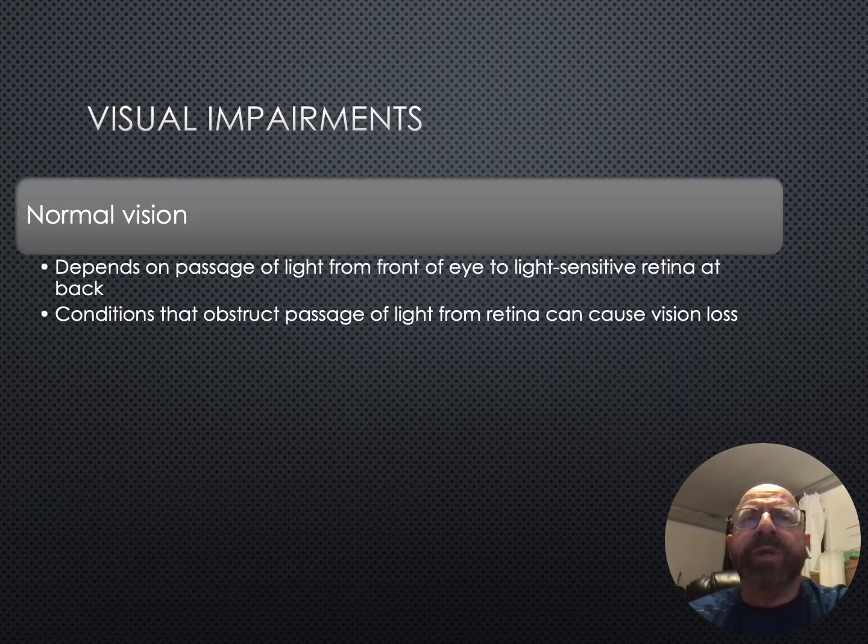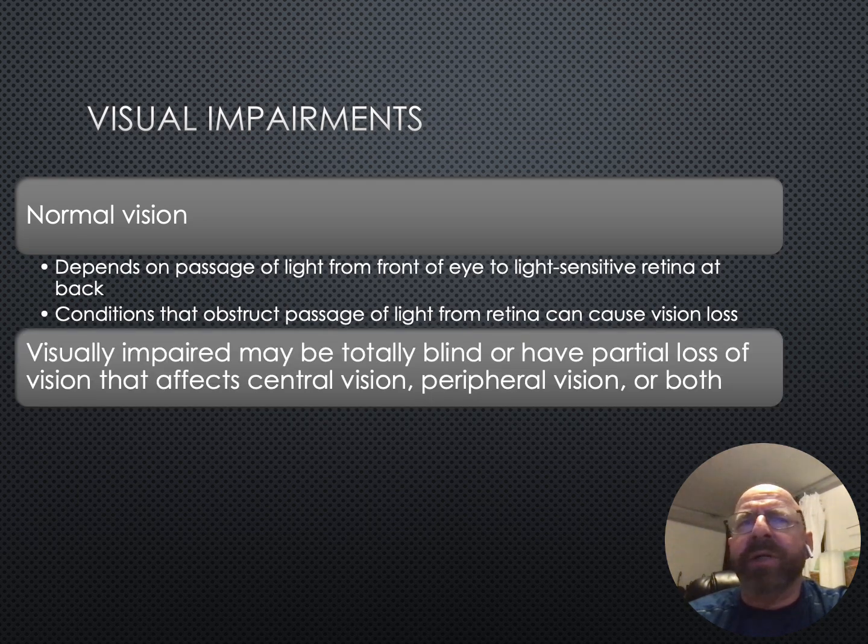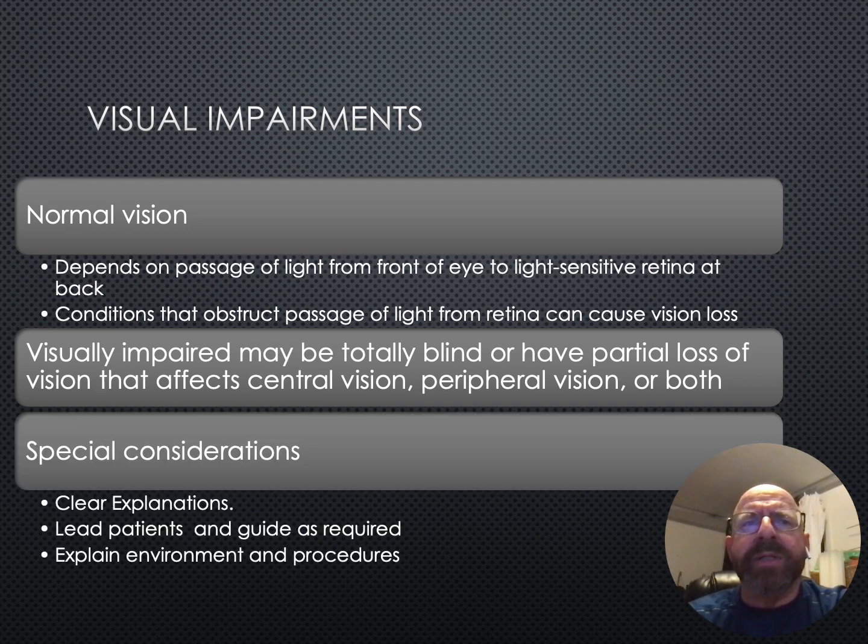Visual impairments, there's a very large scale of this. Normal vision really depends on that passage of light from the front to the back of the eye, and any conditions that obstruct that passage can cause vision loss. They may be totally blind or have partial loss of vision that affects central vision, peripheral vision, or both. Some special considerations: make sure you give your explanations clearly, lead patients and guide as required or as requested by the patient, and make sure you explain the environment and your procedures very clearly.